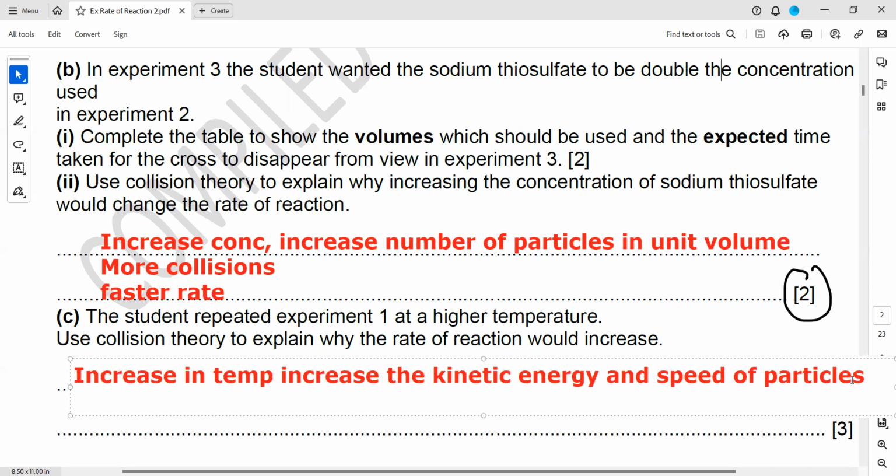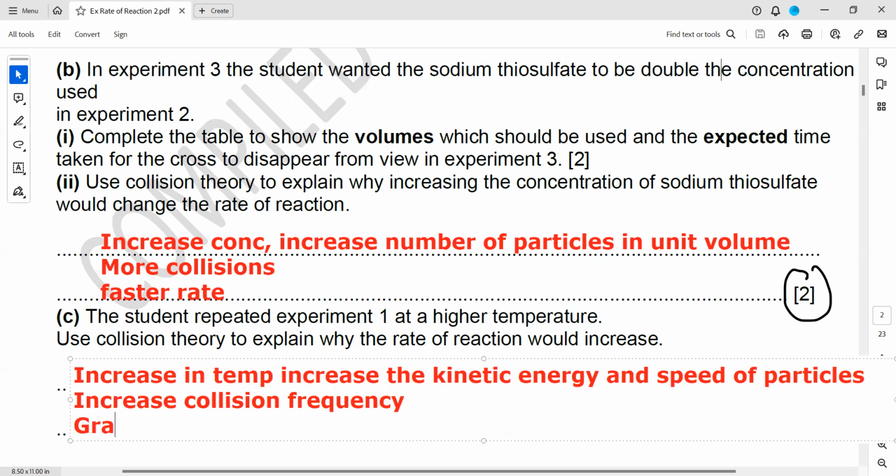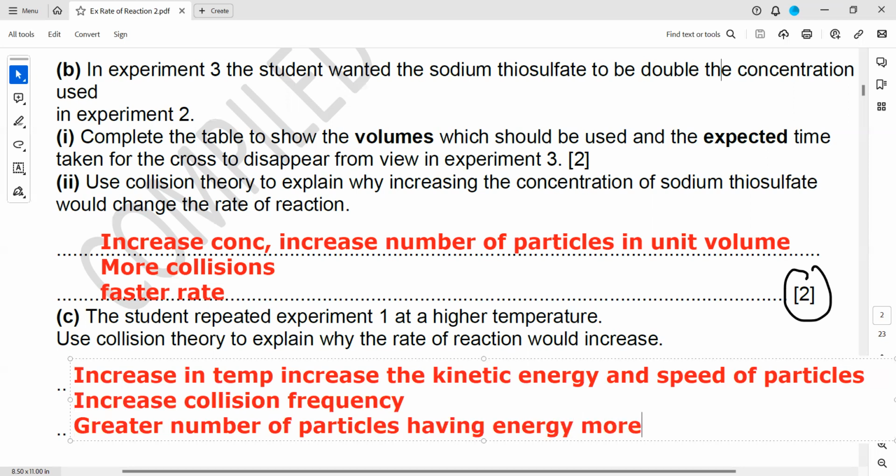Then the second thing, what will happen? It will increase the collision frequency, like more particles collide in a unit time. The third point: there will be a greater number of particles having energy more than activation energy. So a greater proportion of the particles will have energy more than activation energy. So it will have a faster rate.